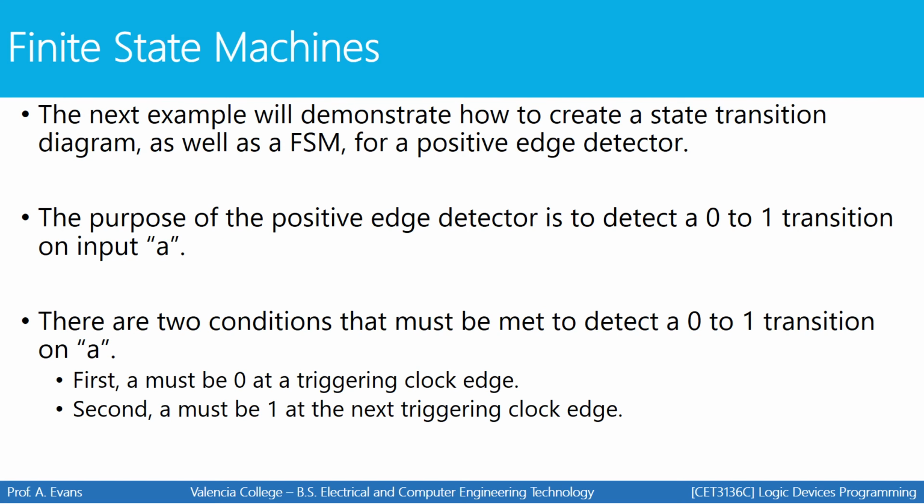In the next example, I'm going to demonstrate how to create a state transition diagram as well as an FSM for a positive edge detector. The purpose of a positive edge detector is to detect a 0 to 1 transition on an input, and that input is called A. Keep in mind there are 2 conditions that must be met in order to detect a 0 to 1 transition on our input A. First, there must be a 0 at a triggering clock edge. Second, there must be a 1 at the next triggering clock edge. So those are the 2 things we have to detect before our output will display a 1, letting us know that a positive edge has been detected.